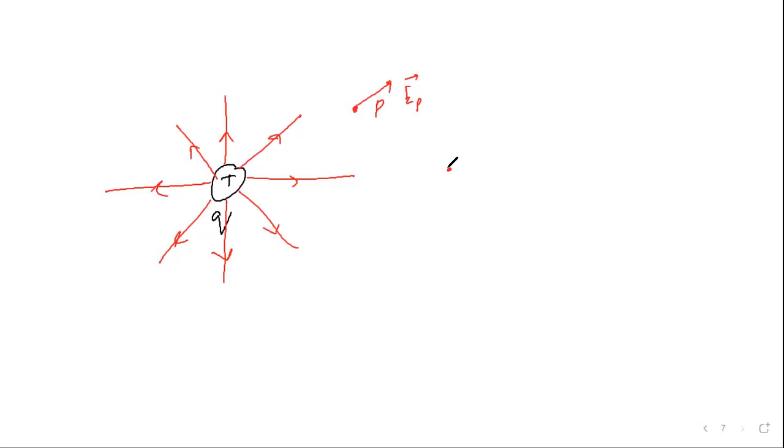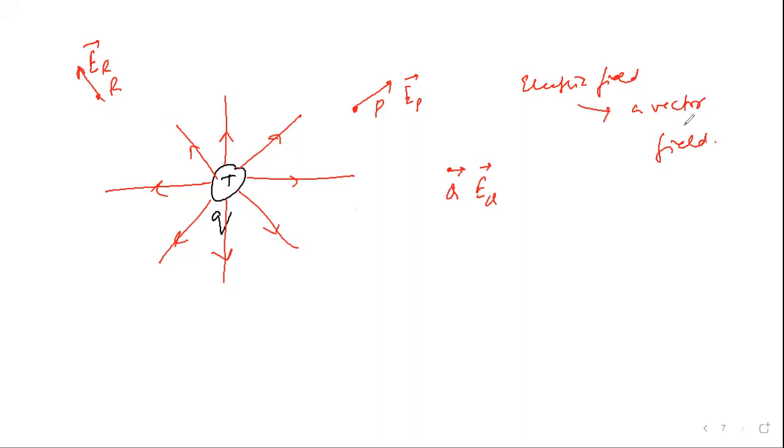The electric field will be weaker. As you move away, the field becomes smaller. At this R point, there is also a field. I can say at every point surrounding this point charge, there exists an electric field. Now, electric field is a vector field because it's a vector quantity. So, electric field is an example of a vector field. It is a vector field, right?